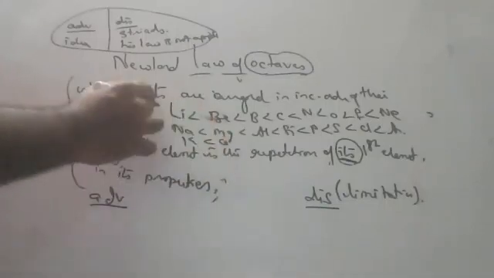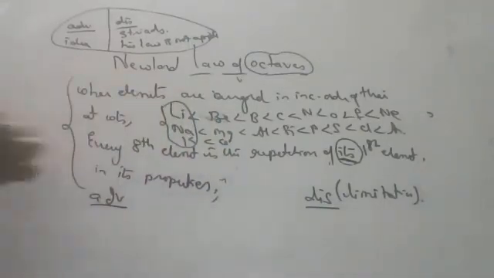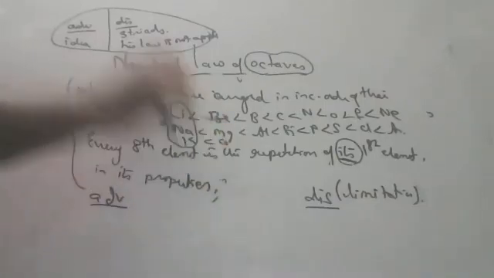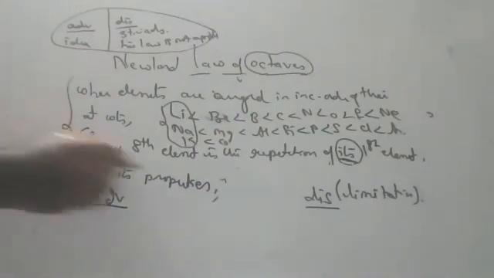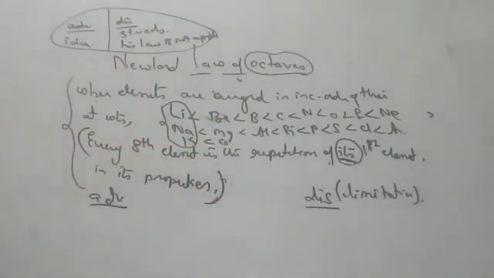Potassium, calcium. All these elements will have the same properties. Every eighth element is a repetition of its first element. This is very, very important. Please, children, try to concentrate.